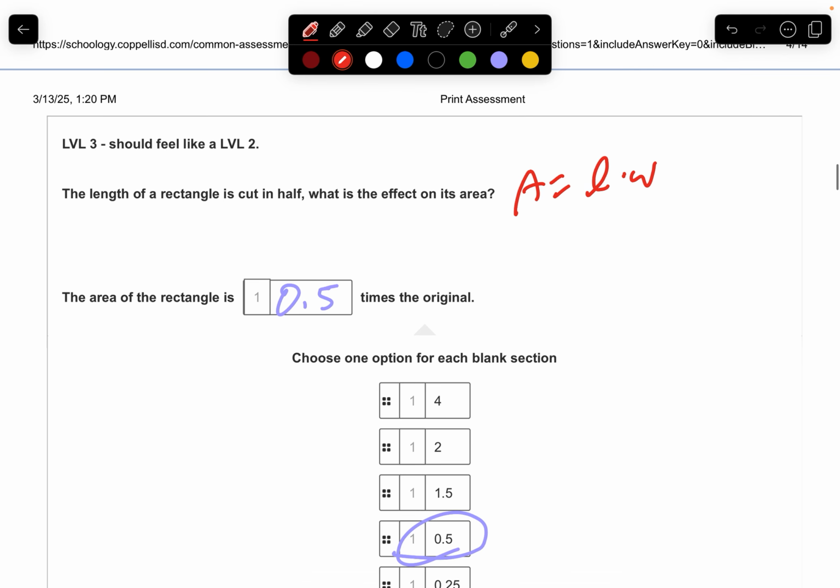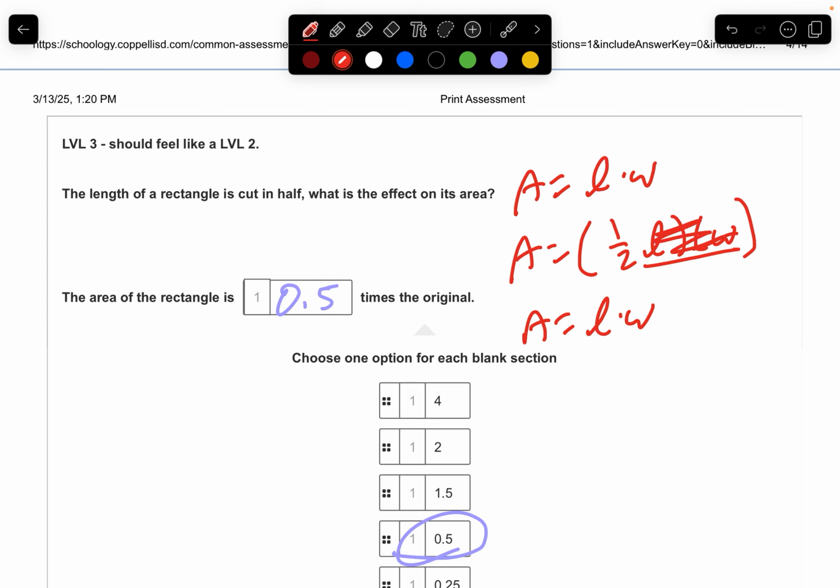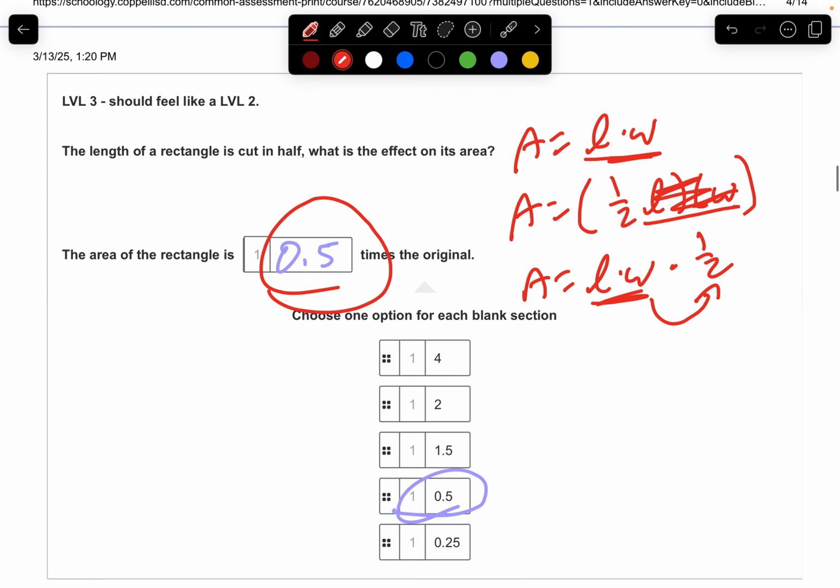And it says if you cut the length in half, that means the length would be half the size times the width. Well, if you factor out length times width, right, pull those to the front, what do you have left over? You still have a times 1/2. So length times width, that's the original area times 1/2. So the area is 0.5 times the original would be the answer there.